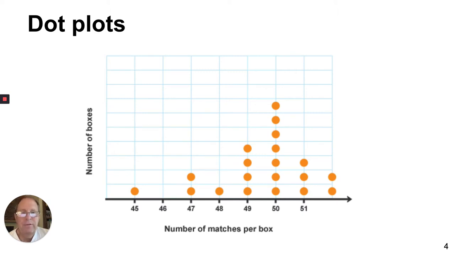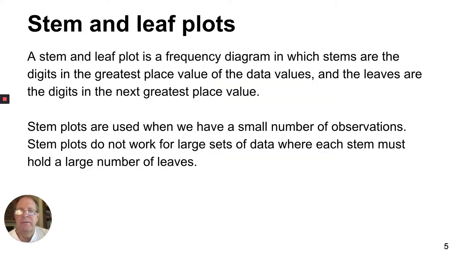Each of these dots represents one match box. So you can see that there were two match boxes out of all of my match boxes that had 47 matches in them. Usually each dot represents a value of 1. This is a dot plot. Be sure to label both of your axes. And there we go. Stem and leaf plots.